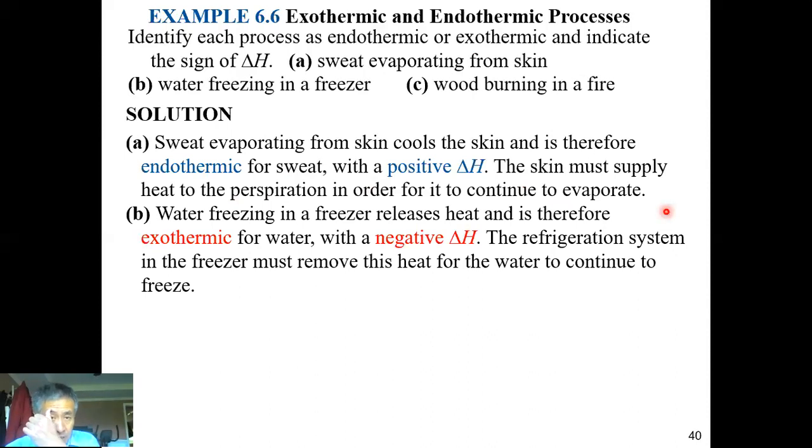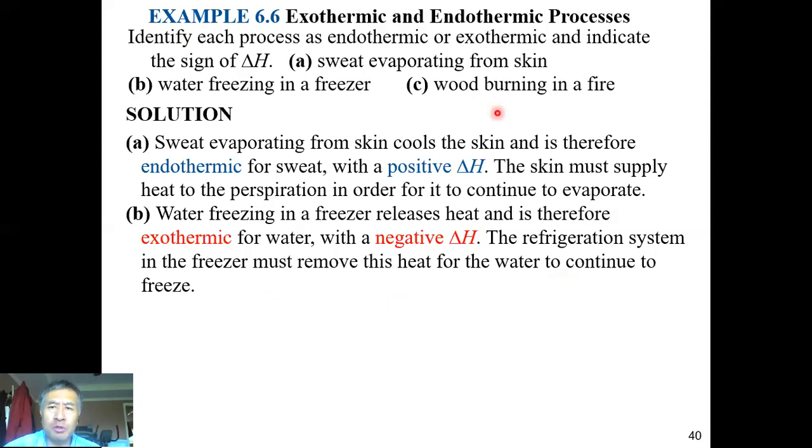The second process we are going to consider is water freezing in a freezer. Water freezing in a freezer releases heat and is therefore exothermic for water, with a negative delta H. The refrigeration system in the freezer must remove this heat for the water to continue to freeze.